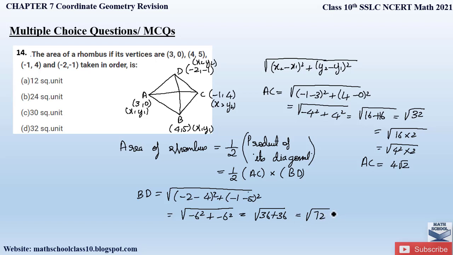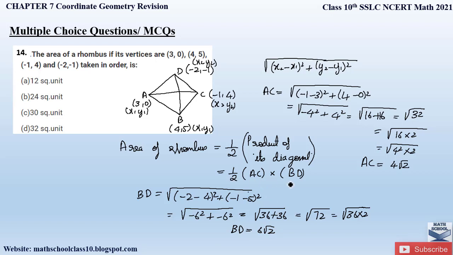Again 72 can be written as 36 into 2. What is the square root of 36? That is nothing but 6. So therefore 6 can be brought out. 6 root 2 can be written here.